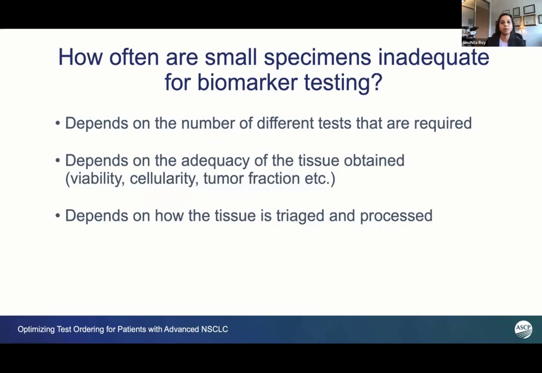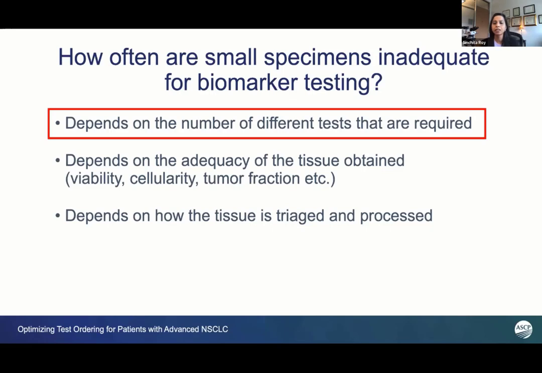If you're going to do 10 biomarkers and you're going to do three or four different assays, you're probably going to run out of tissue in at least a subset of these cases. So it does depend on the number of tests that you will be doing, but it also depends on a bunch of other things like the adequacy of the tissue. If you have a viable piece of specimen, if the cells are intact, they're cellular, how much tumor you have compared to some of the normal cells in the background. And then lastly, it depends on how the tissue is processed and triaged, right?